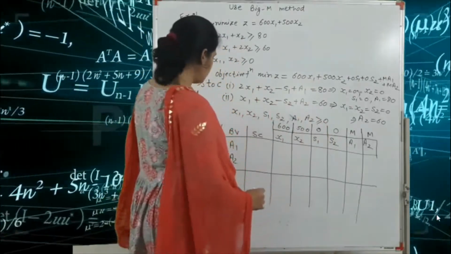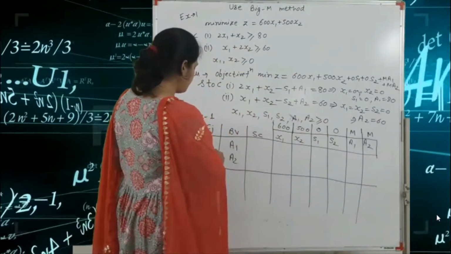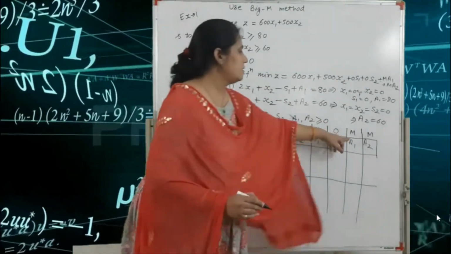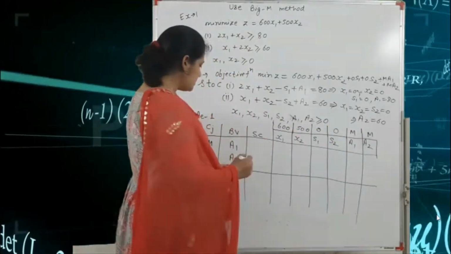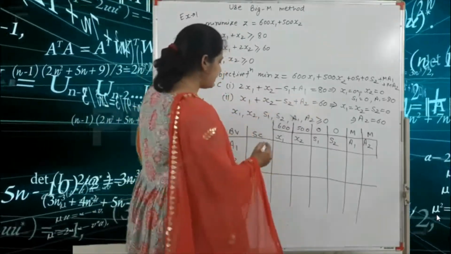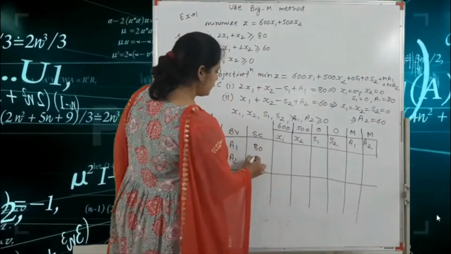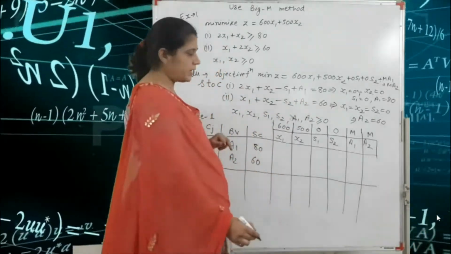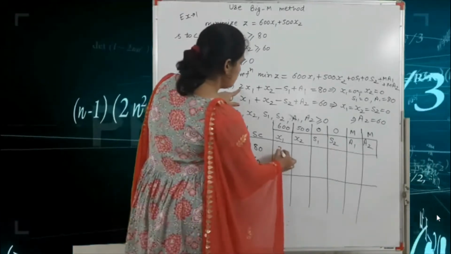Next, we write the coefficient of a1 and a2. The coefficient of a1 and a2 is plus M, plus M. Here the solution constants of the equations are 80 and 60, so we write here 80 and 60.